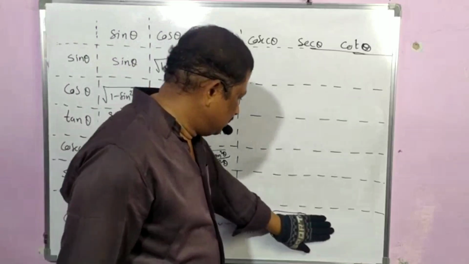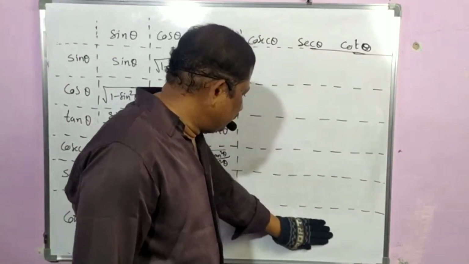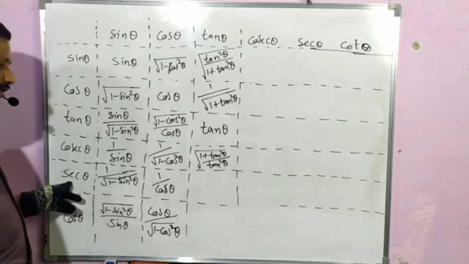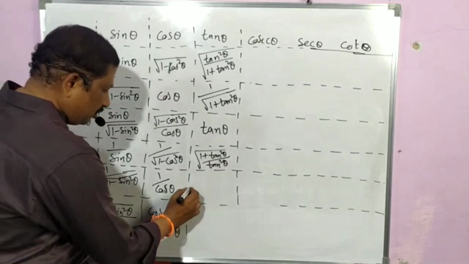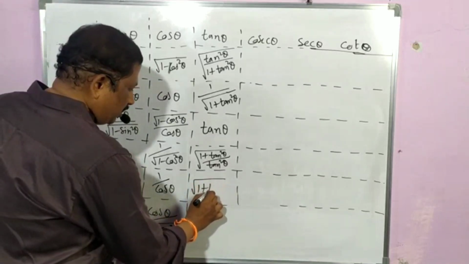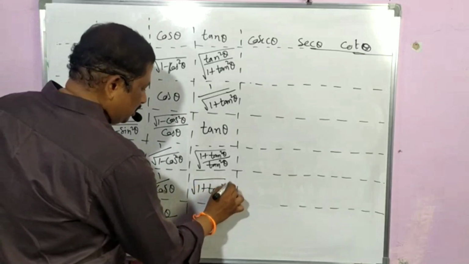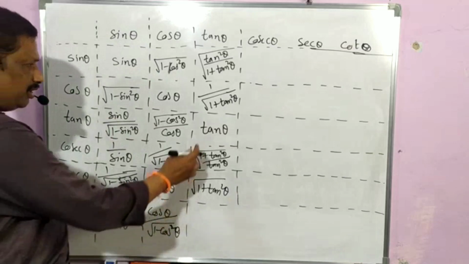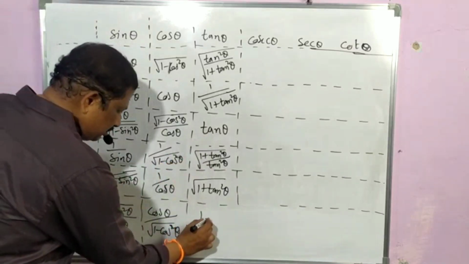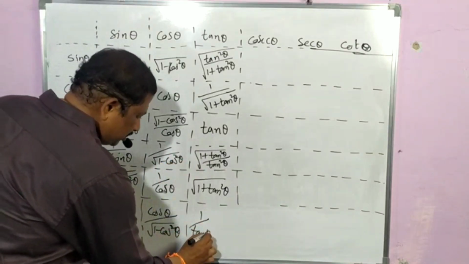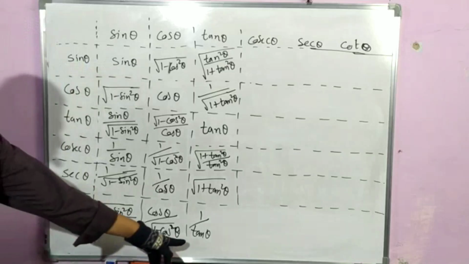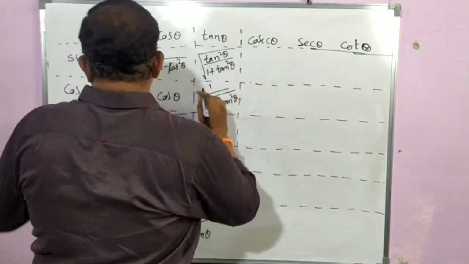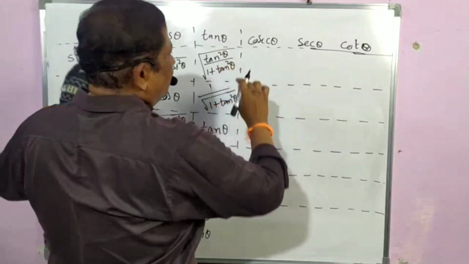Next, secant in terms of tan, we get directly because we have the identity. Secant theta is equal to root of 1 plus tan square theta. Finally, cot. Cot is the reciprocal, it is 1 by tan theta. Reciprocal of tan is nothing but cot. So, clear?